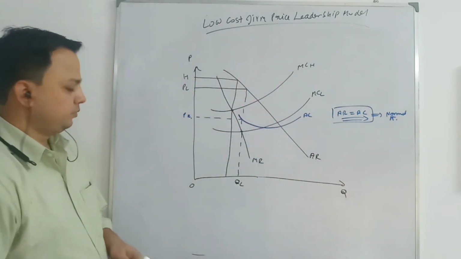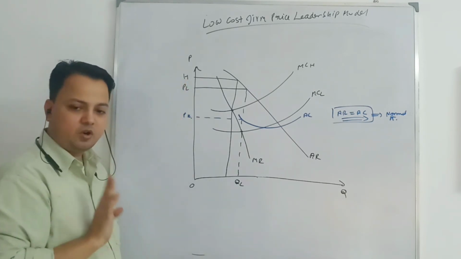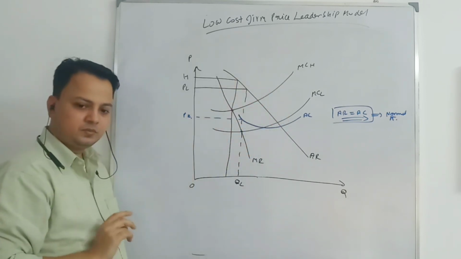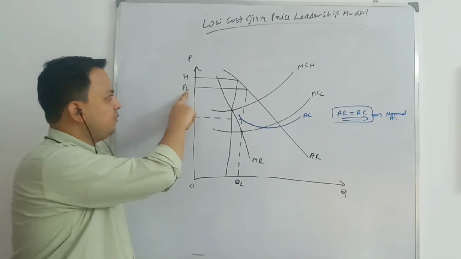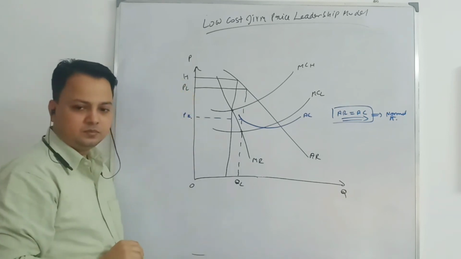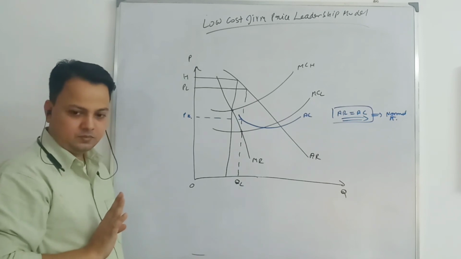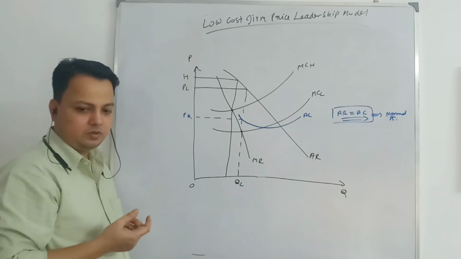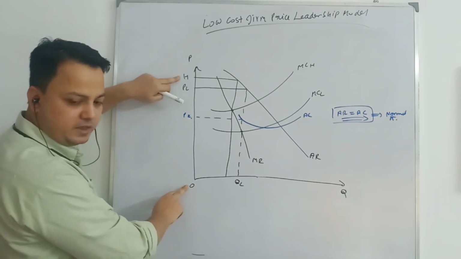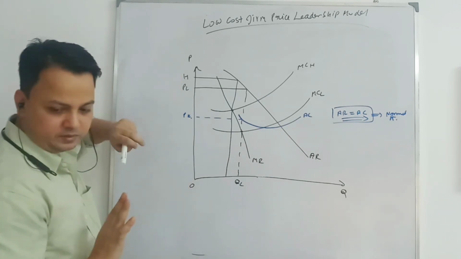Now, here what we are seeing is that both firms are producing a homogeneous, identical product. One firm is a no cost firm, one firm is a high cost firm. If the no cost firm is charging PN price, is it possible for the high cost firm to charge OS price for the same product? It is not possible, right? If the product is identical and one firm is charging OPL price, is it possible for the high cost firm to charge this price? Yes or no? It is not possible.